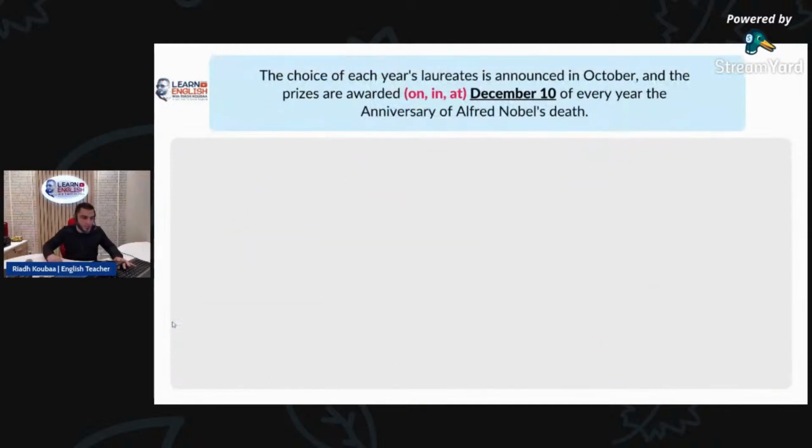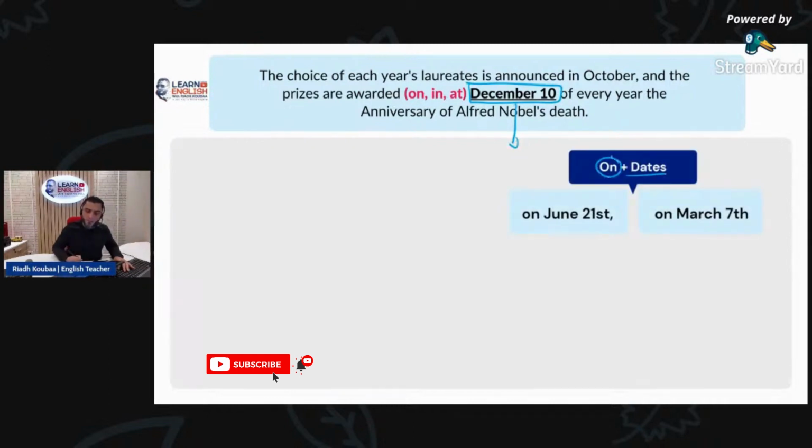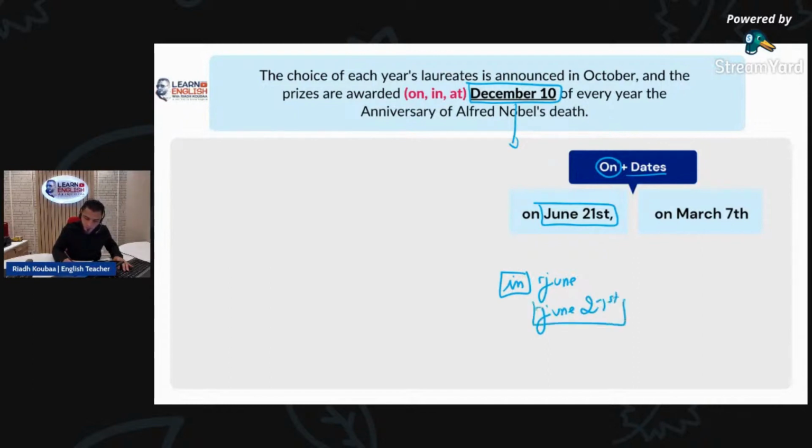Let's move on to the last one. The choice of each laureates is announced in October, and the prizes are awarded at December 10th of every year, the anniversary of Alfred Nobel's death. So what is the correct answer here? My indicator is December 10th. What is December 10th? It is a date, and the rule is on plus date. This is a date. But if I have, for example, June, so we will use in. If I have June 21st, so this becomes a date. So it becomes on. A date is composed of a month plus the day. Okay, so that's why we are going to choose here on.